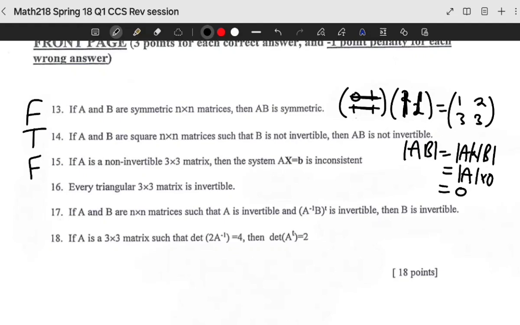Every triangular 3 by 3 matrix is invertible. No, this isn't necessarily true as well. For example, this is a triangular 3 by 3 matrix. It's actually not clean at all, but this is an example. So the determinant of this is 0, so it's not invertible.